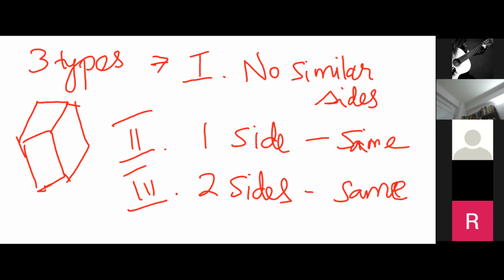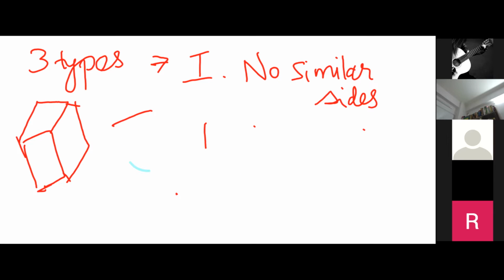Each type will have a trick to solve. Listen to that very carefully. So the 3 types of dice questions which can be asked are: there are no similar sides for the given dice; there is only one side similar for the given dice; and type number 3 is, there are 2 sides similar for the given dice figures. Okay, now let us solve the first one.